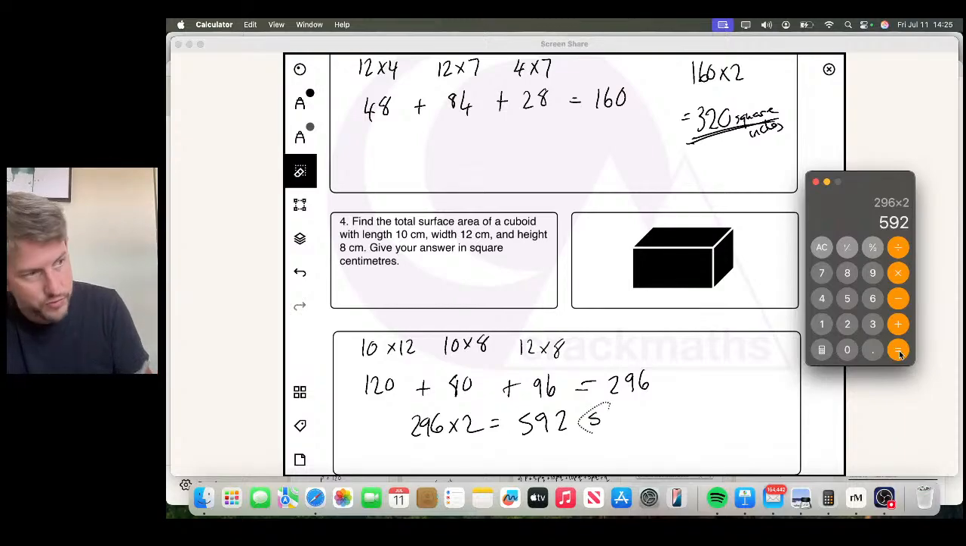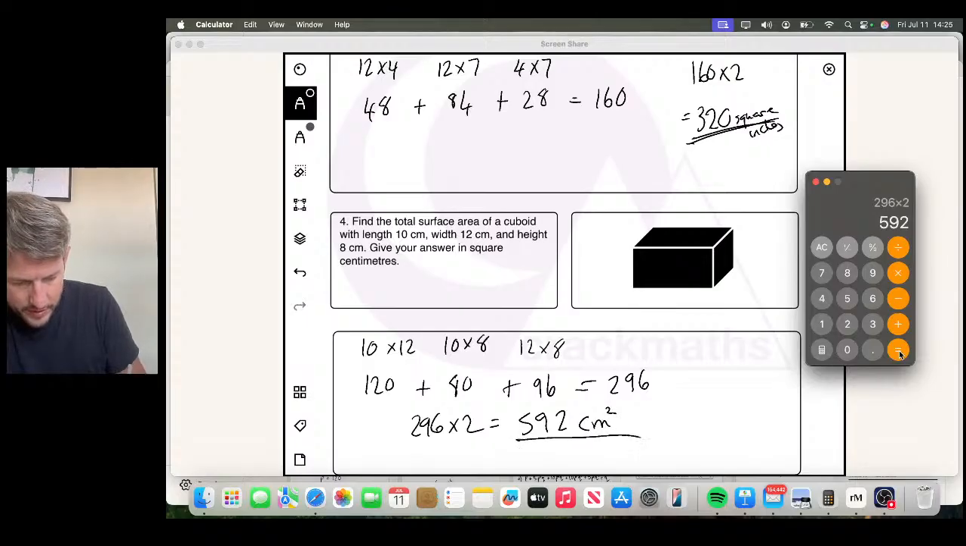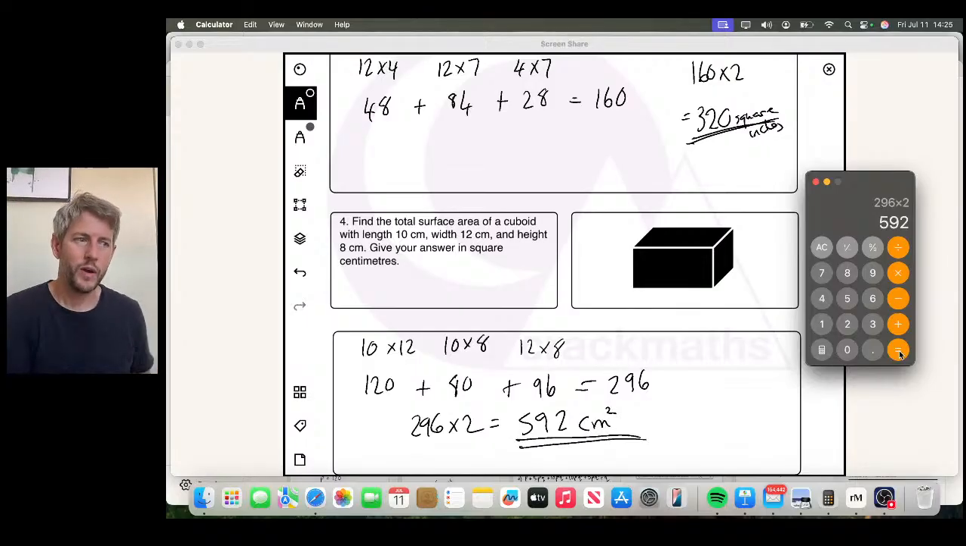So I'm just going to write centimeters squared. So here we go. Right, perfect.